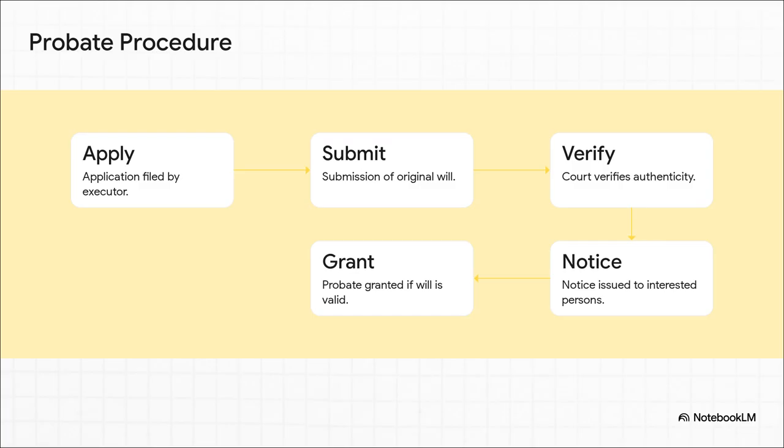I really must stress the vital importance of step 3 here, the court verifying authenticity under sections 222 to 263 of the Act. The court is actively checking for fraud, coercion, and the sound mind of the testator. You must mention these sections prominently. Point 7.